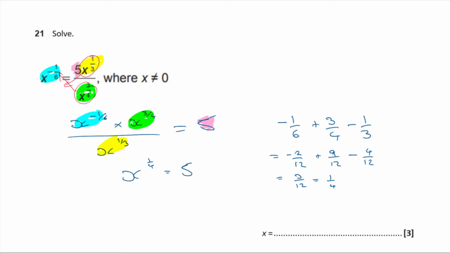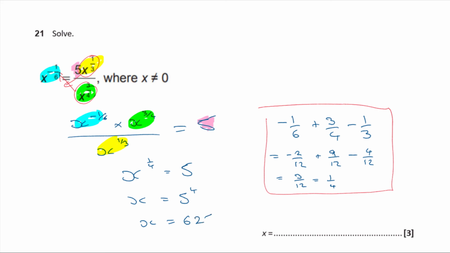Okay? Now I could have done that all as powers, and I could have written x to the power of minus 1/6 plus 3/4. It just would have been a bit squashed. So I just decided to do it separately by itself and then reinsert it into my sum over here. So x to the power of 1/4 is 5. So then if I raise both sides to the power of 4, I'm going to get x equals 5 to the power of 4. What is 5 to the power of 4? 5 times 5 is 25, times 5 is 125, times another 5, what's that? Is that 625? So x equals 625.